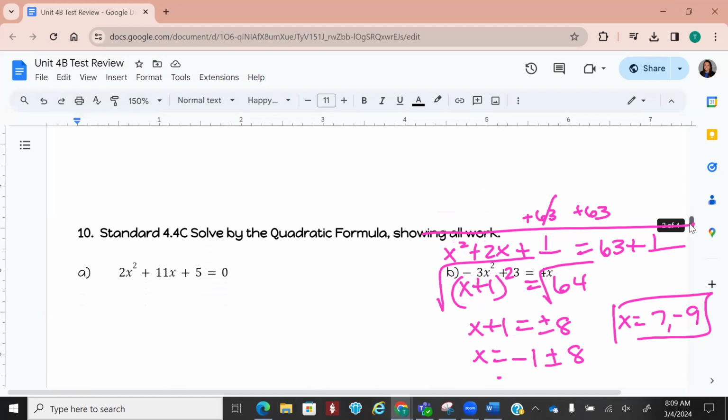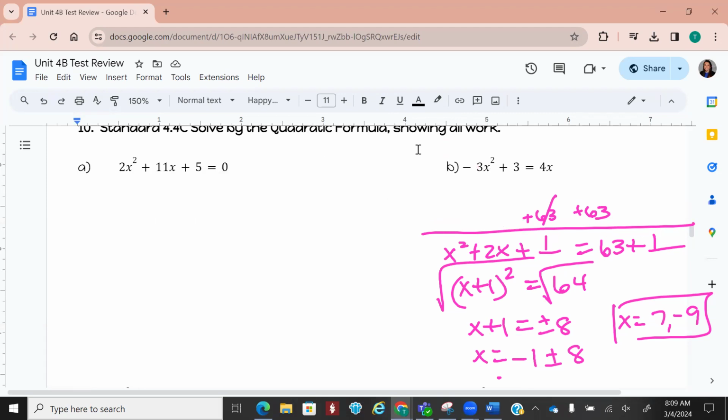Okay. All right, on 10, this is the new stuff, the quadratic formula. The way you're going to see this on your test, it's going to be like, organize this, put it in order from the first step to the last step.